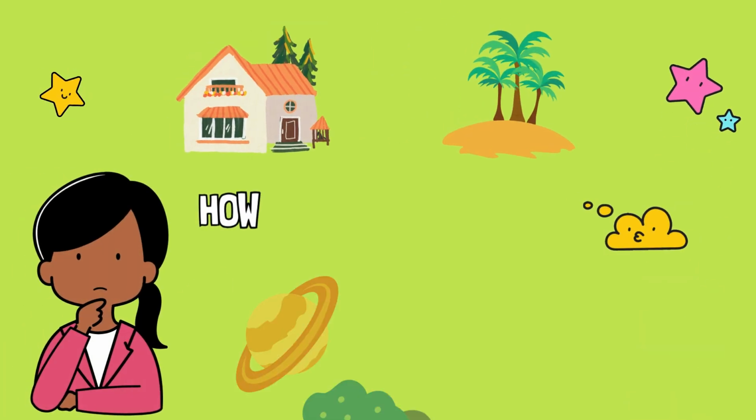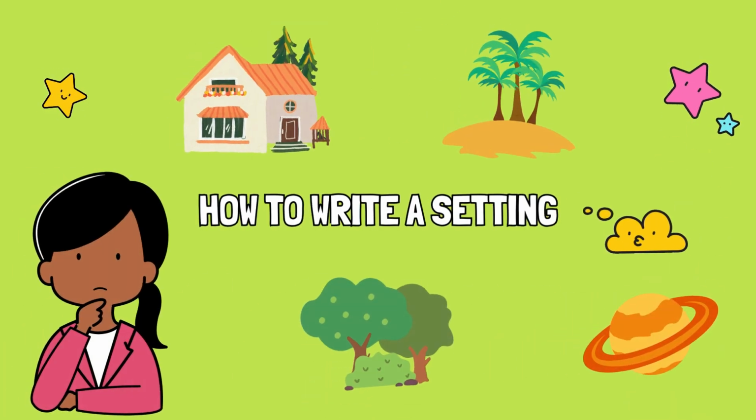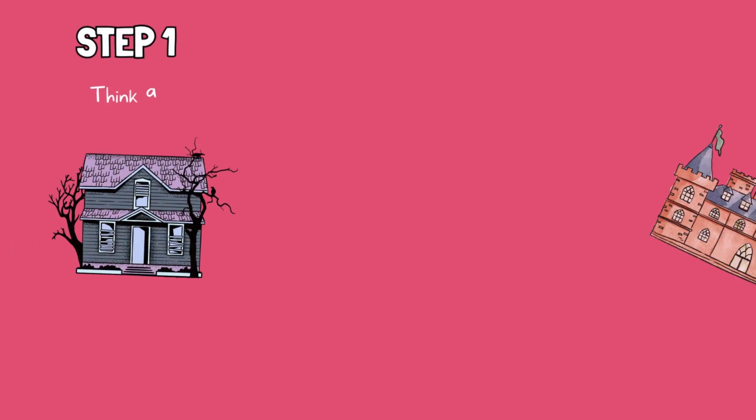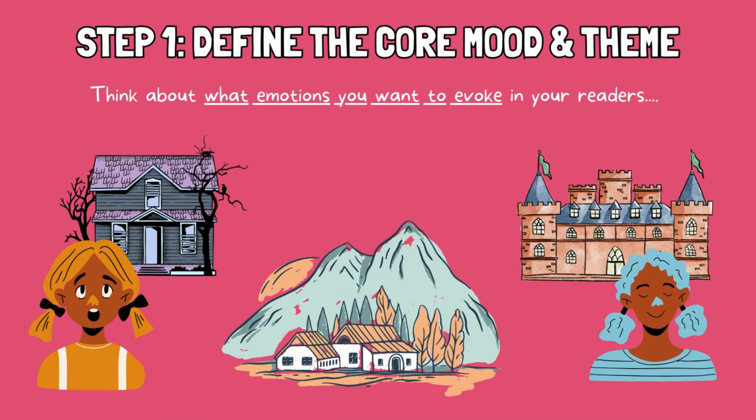Now let's take a look at how you can create the perfect setting for your stories in just 10 steps. Step 1. Define the core mood and theme. Think about what emotions you want to evoke in your readers. Is it mystery, suspense, hope, or despair? The setting should reinforce and reflect this.